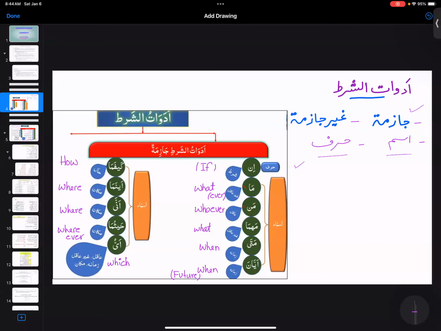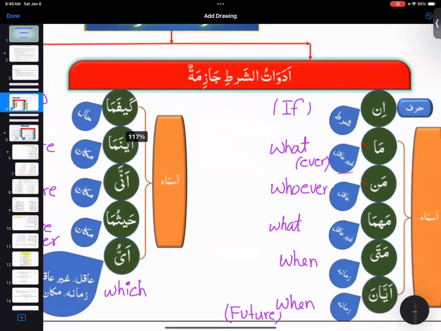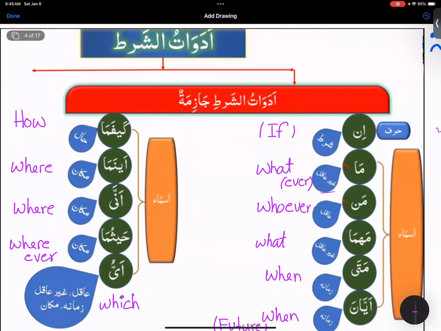So let's see. In, we translate as if, right? And that is our harfu shart. Then we have ma. We know this ma mosula as well, right? And even ma nafiya, we call it. But this ma over here is ma shartiya. So subhanallah, there can be many different jobs for this ma. So this ma over here, ma shartiya, the translation would be whatever or what, and that is going to be used for ghair akil. What does ghair akil mean? Non-human. Yes, non-human.